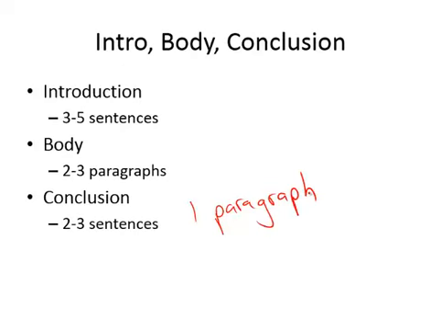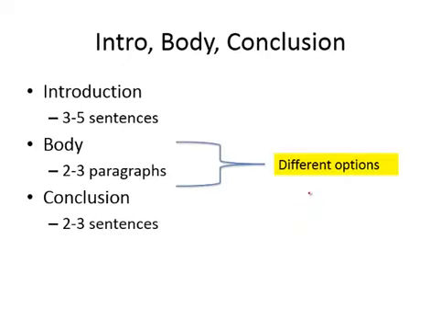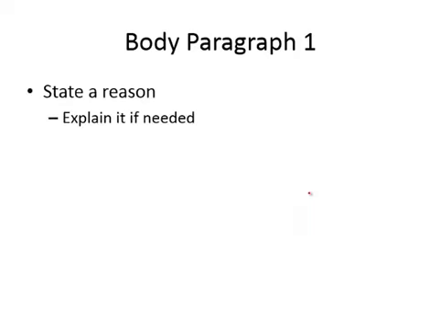Now, the introduction and the conclusion are usually the same types of structures. The body is where you have the different options. Let's look at that first option. Body paragraph 1 will be about your first reason, why you have your opinion, why you made your choice. You'll have to explain it if it is not very clear in your first sentence. So this might take 2 sentences. It could take 3, or it could take 1, but it's roughly 2 sentences.